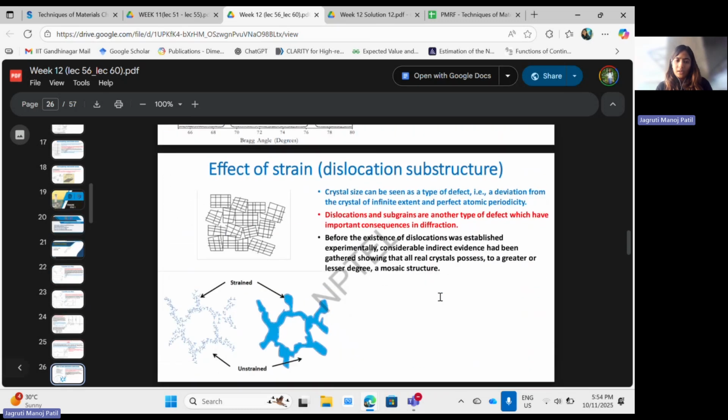Now, the effect of strain. If you have something strained and unstrained, what two different effects will you see?